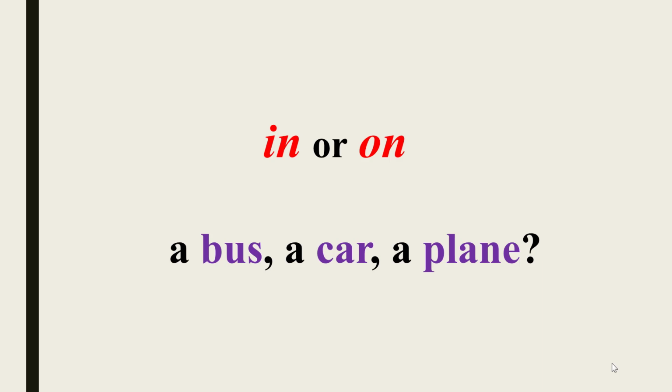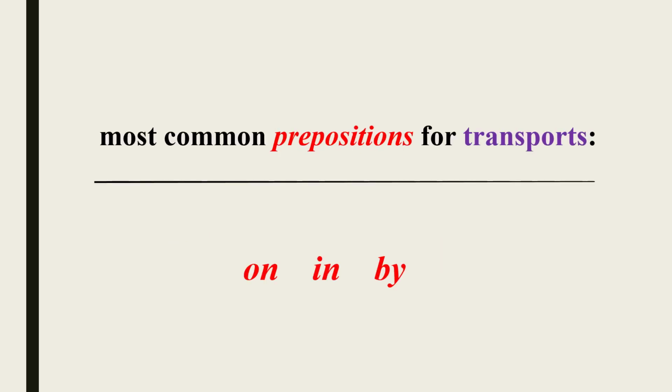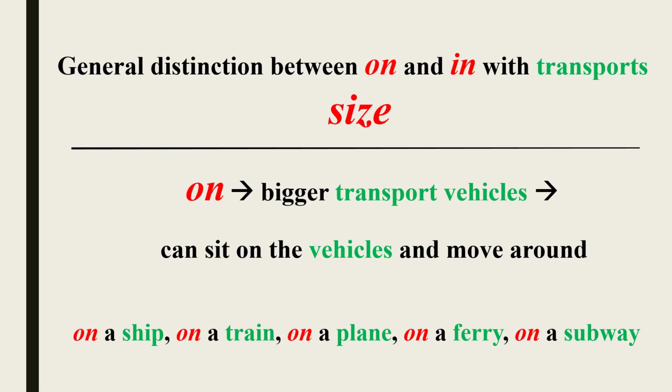In this video we're going to talk about how to use the right verbs and the right prepositions in relation to transport vehicles. First, about the prepositions. The most common prepositions for transport are on, in, and by. The difference between choosing on and in has to do with the size of the transports you're using.